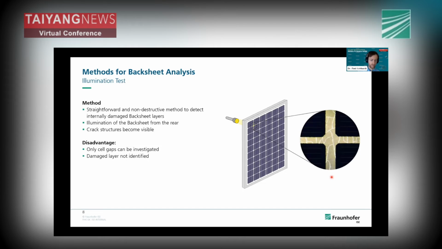This can be very helpful to identify modules, for example, for further tests in the laboratory. However, there are some limitations to this method. For example, only the cell gaps can be investigated, and the exact damage layer and further information, of course, cannot be obtained from this method, but it's a very good starting point.